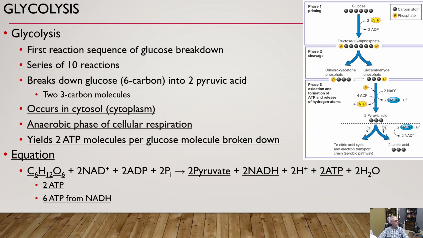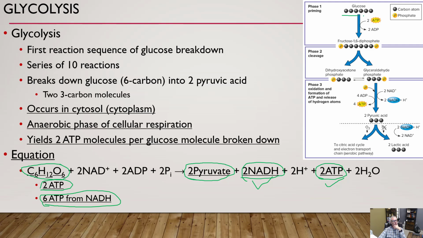So if we look at our equation, we're going to start with glucose. We're going to end up with 2 pyruvate molecules, 2 NADHs, and 2 ATPs. So here we have 2 direct ATPs right here. And then we also have 2 NADHs. Those NADHs are going to go to the electron transport chain. And remember that every NADH produces 3 ATP molecules from the electron transport chain. So 2 times 3 is 6. That's how we get 6 ATPs.